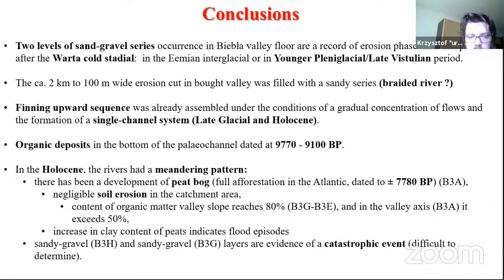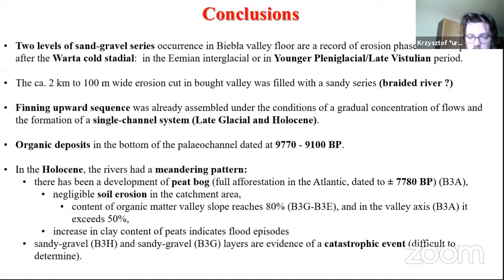The thinning upward sequence was assembled under the condition of a gradual concentration of flows and the transformation of the channel system. Organic drops in the bottom of the paleochannels are dated at about 9,077 to 9,900 BP. In the Holocene the river had a meandering pattern.